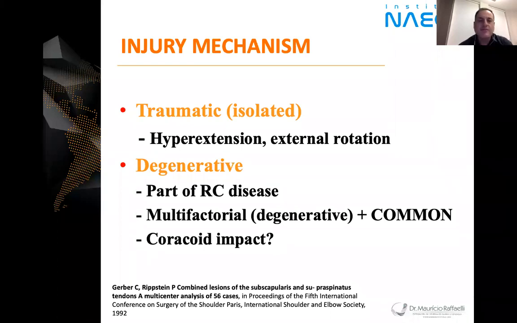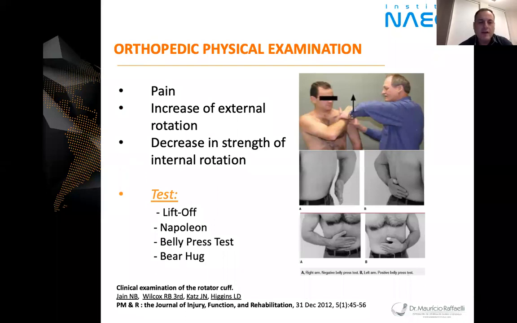The injury mechanism found in the subscapularis is traumatic and degenerative. The traumatic is related to hyperextension and external rotation, and the degenerative may be related to pathology of the cuff, which is more common and may be related to impact of the coracoid too. Usually, pain, increased external rotation, and loss of internal rotation strength are complaints found in subscapularis tears. And tests such as lift-off, Napoleon, belly press, and bear hug test can help us in the diagnosis of these injuries.